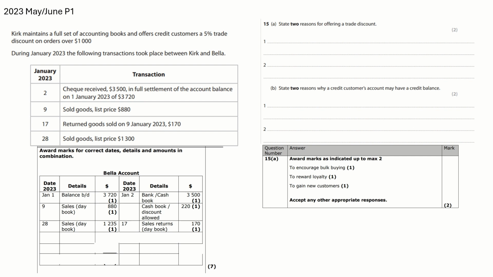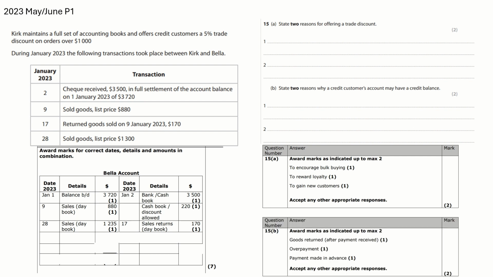State 2 reasons why a credit customer's account may have a credit balance. Maybe because they had returned some of the goods after payment. Maybe they had made an overpayment, or they had made a payment in advance. Due to these reasons, a trade receivable balance can have a credit balance.